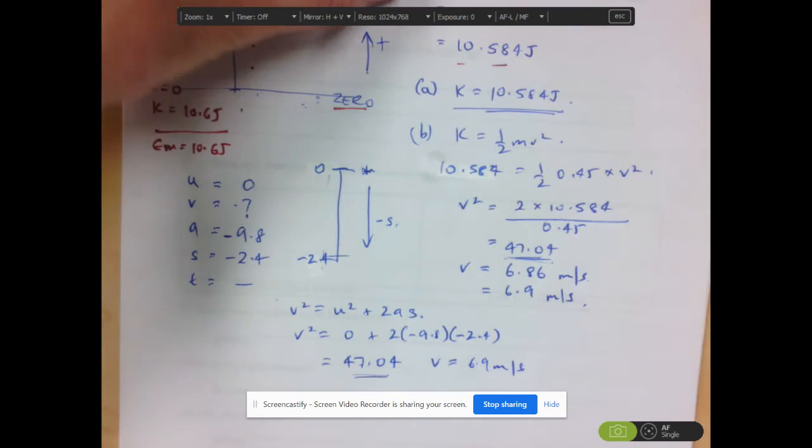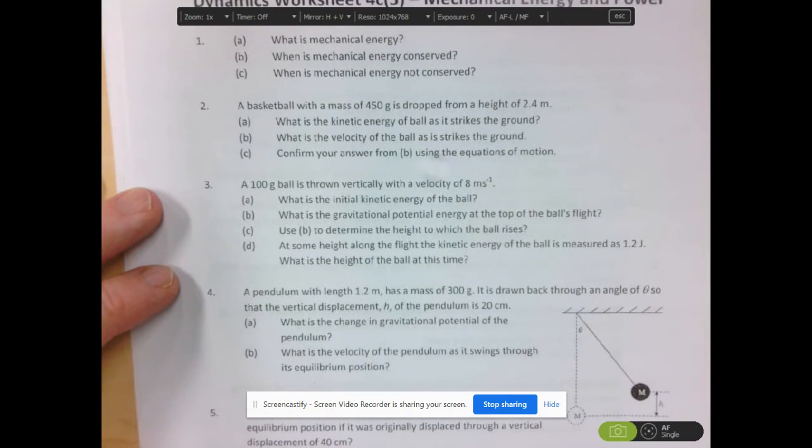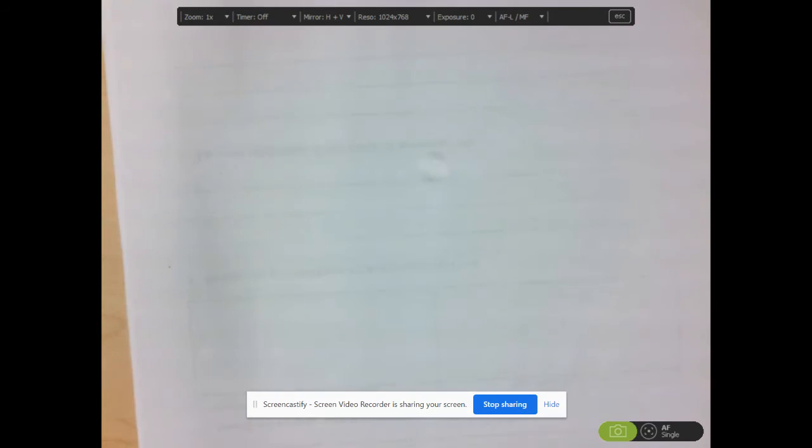The same thing happens when we throw the ball in the vertical direction. So question 3 is: a 100-gram ball is thrown vertically with a velocity of 8 meters per second. What's the initial kinetic energy of the ball? And then we're going to work out its gravitational potential at the end, the top of the flight. So let's have a look at what we're doing.